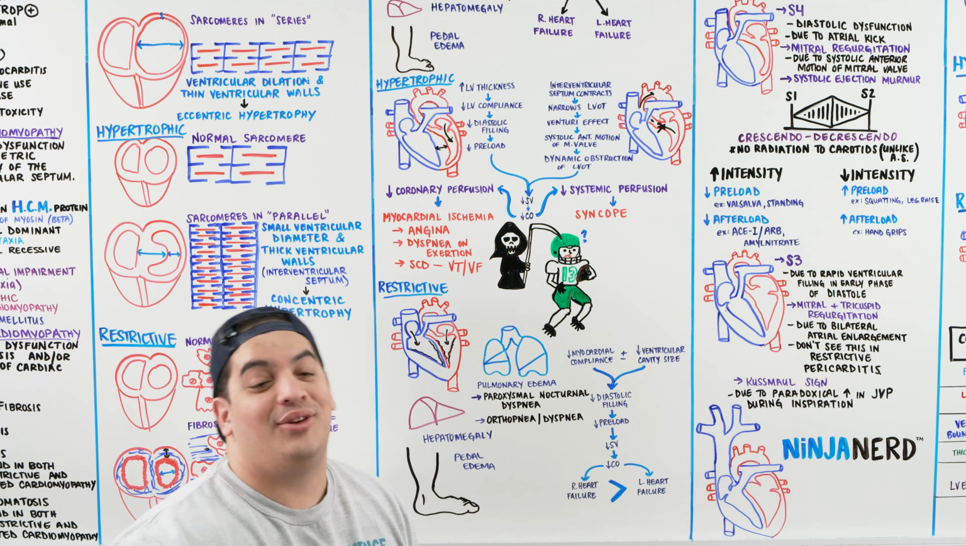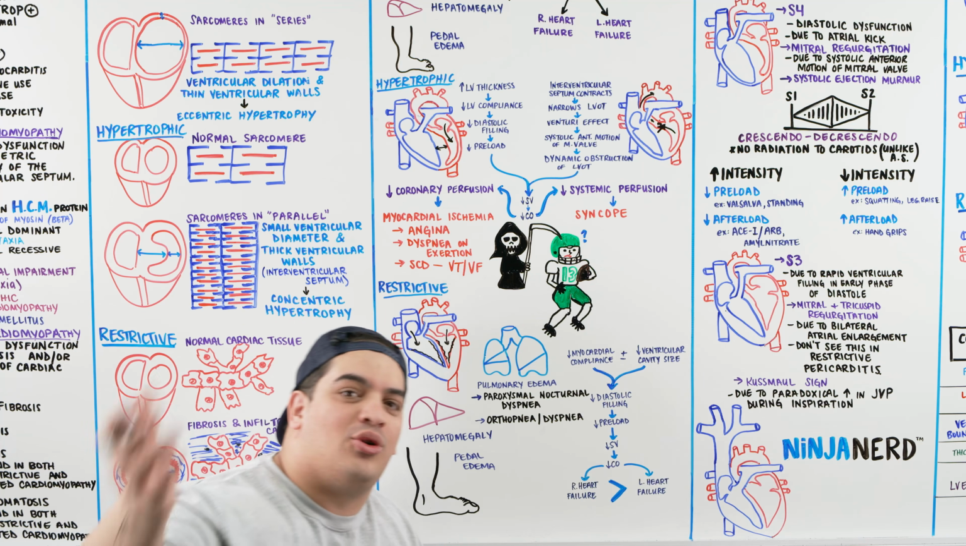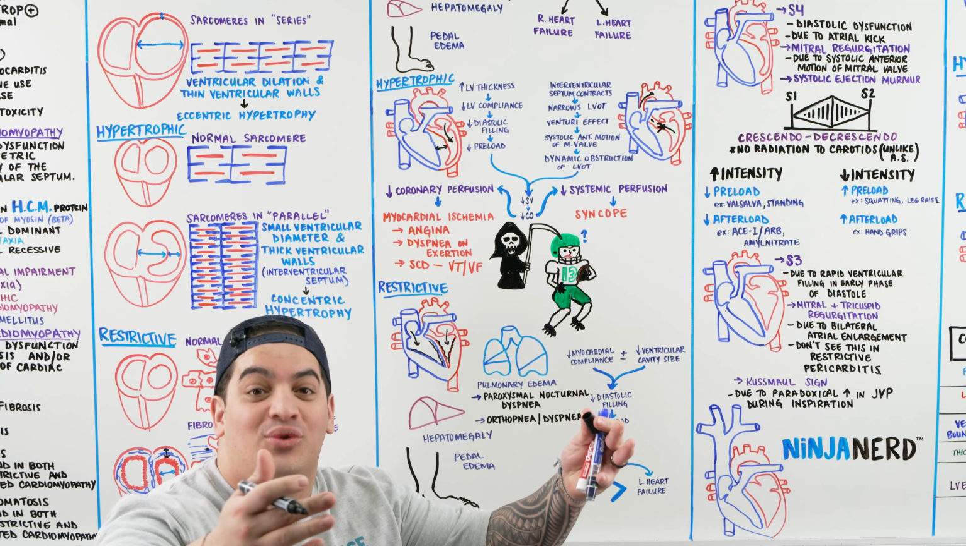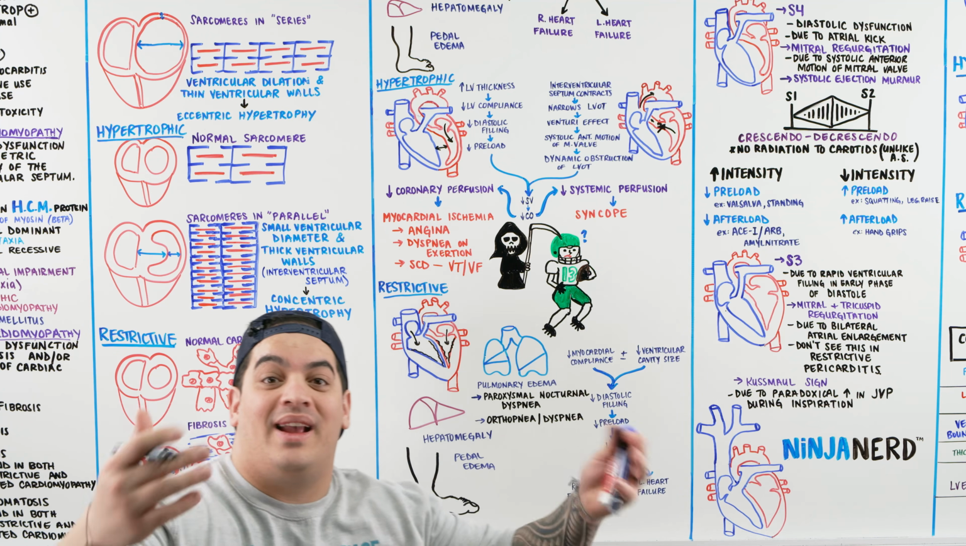If you drop your preload, you drop your cardiac output. You drop your preload, you drop your stroke volume. If you drop your stroke volume, you drop your cardiac output. If you drop your cardiac output, you drop the perfusion to the particular organs of your body. And the heart is failing to be able to meet the demands of the body.